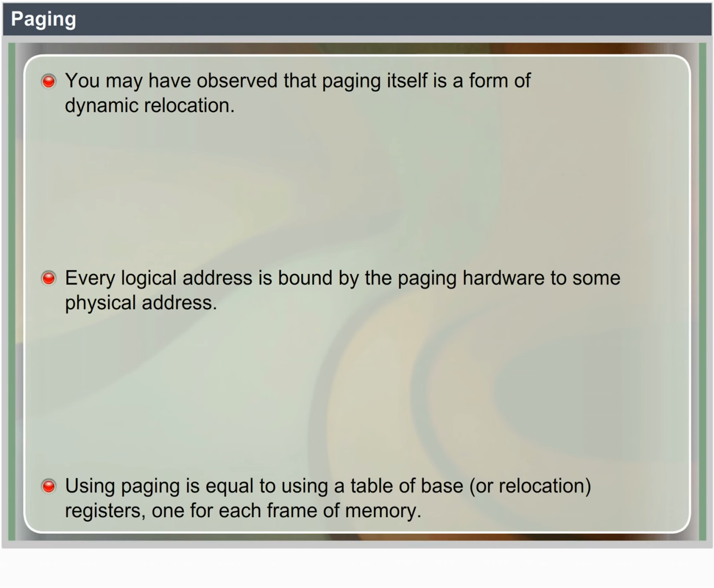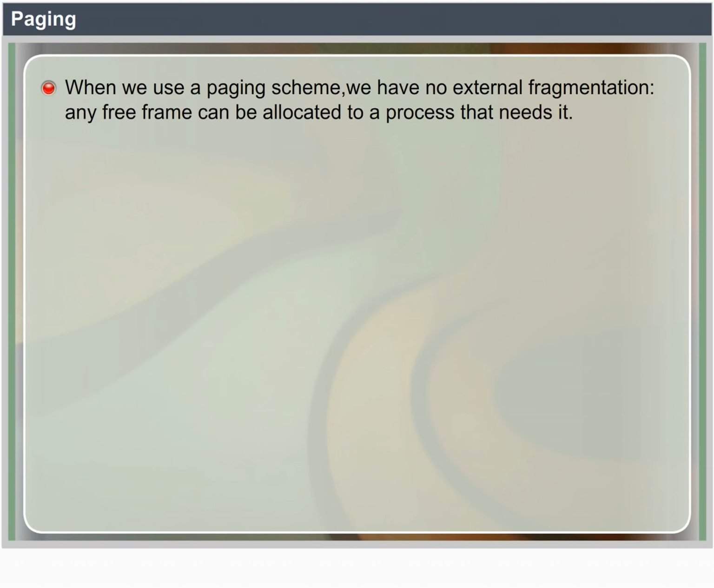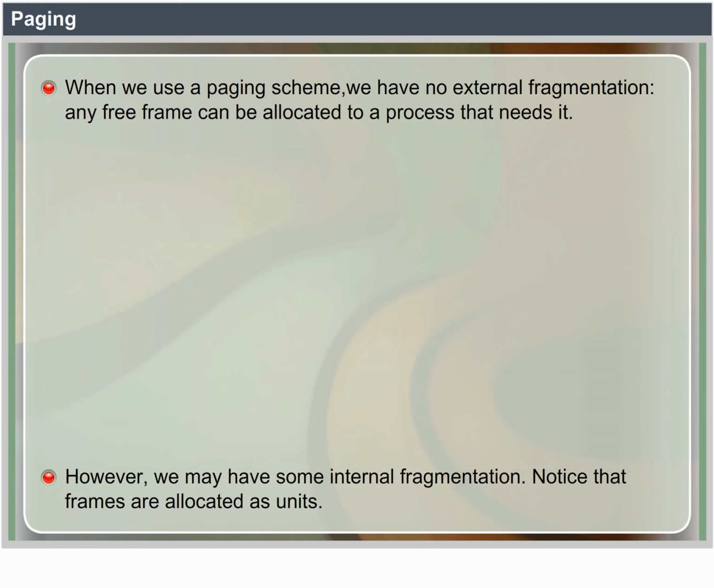When we use a paging scheme, we have no external fragmentation. Any free frame can be allocated to a process that needs it. However, we may have some internal fragmentation. Notice that frames are allocated as units.